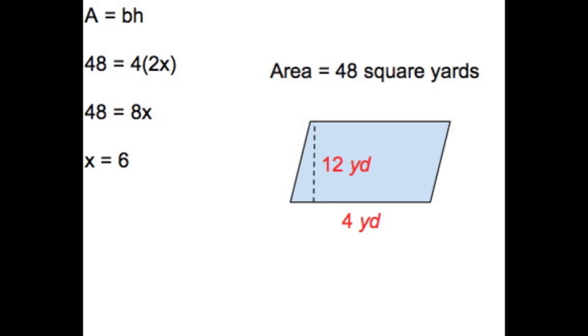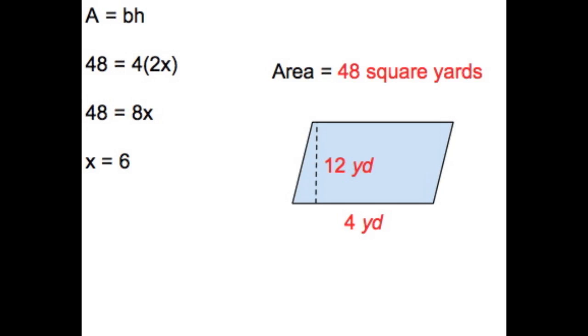Base times height should equal our area. So 12 times 4 should equal our area, 48, which it does. So our answer checks out.